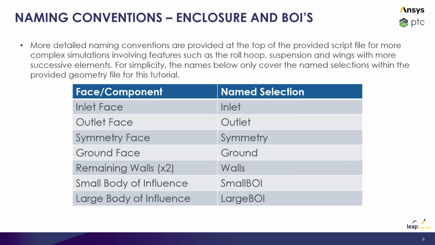Given this tutorial uses a simplified geometry file with fewer named selections, the naming conventions shown in the following slides are limited. However, more detailed naming conventions for more complex simulations are shown at the top of the PyFluent meshing script. The naming conventions start with the named selections for the enclosure. So this includes the inlet face, outlet face, symmetry face, ground face, and the walls, as well as the bodies of influence with the respective named selections shown in the table.